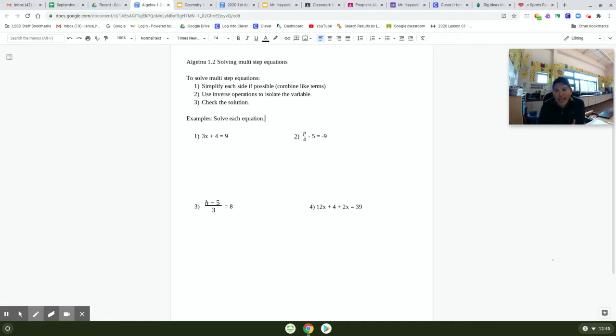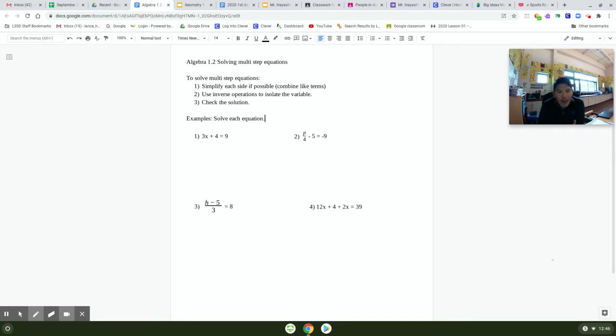And we'll talk about combining like terms to be able to simplify each side. But that doesn't mean that you have to do that for every single equation. We'll also talk about what order you do the inverse operations in to isolate the variable. And then what I'll always suggest is that you check your solution. So, taking a look at a few examples.